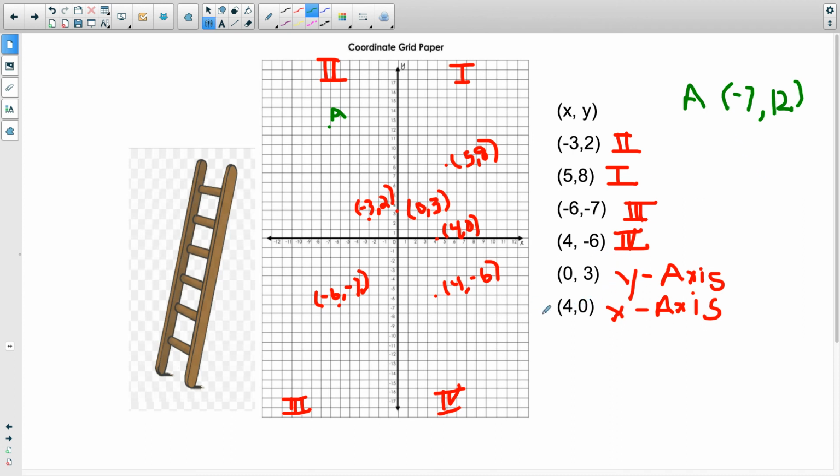And remember that if a dot is directly on this line, it's on the x-axis. If it's on this line, it is on the y-axis. If it's right here in the middle, it's the origin.